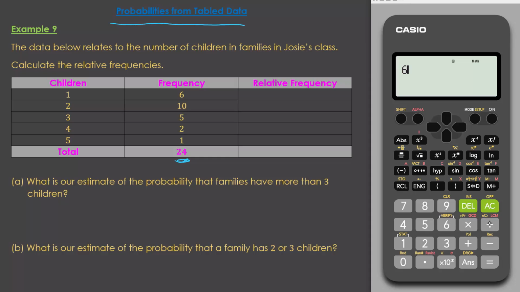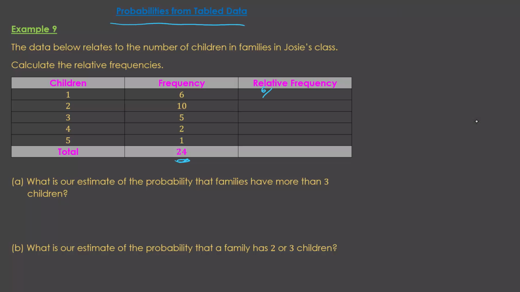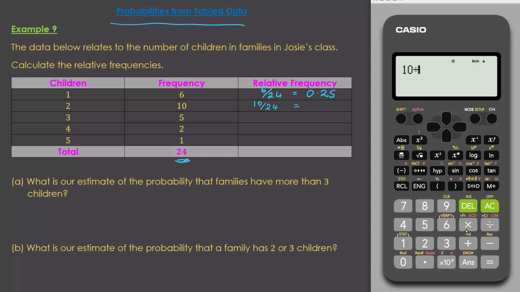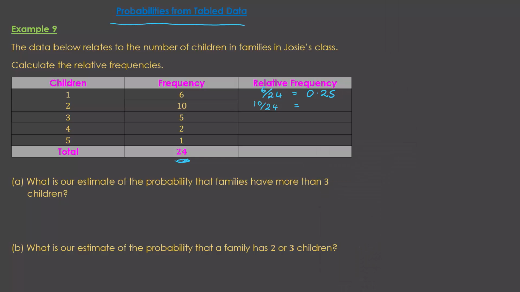So we can express that as a decimal, but first of all, I'm just going to write here 6 out of 24. And of course, that is 0.25. The next one is 10. There's 10 out of 24. So I'm going to put that as 10 out of 24. And 10 out of 24 gives us 0.416 recurring.